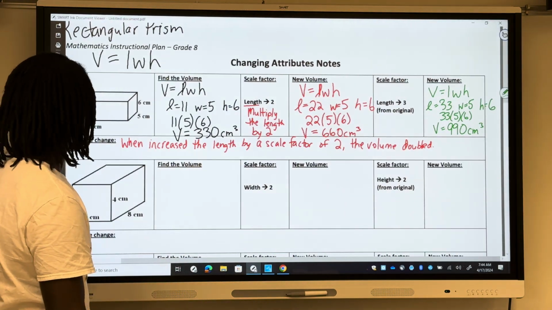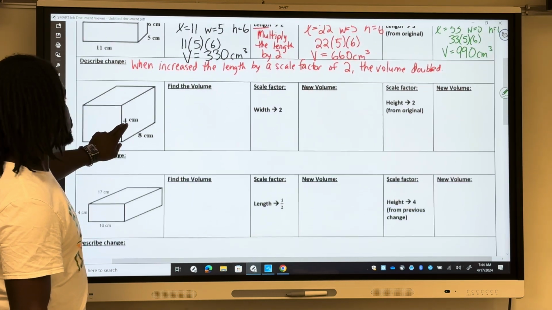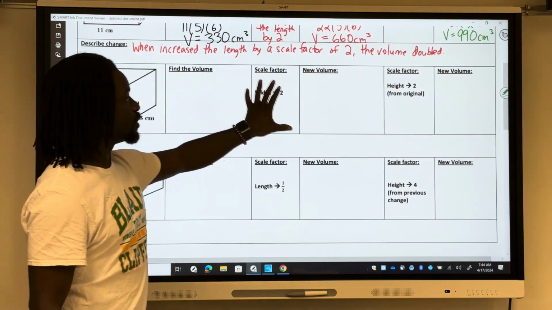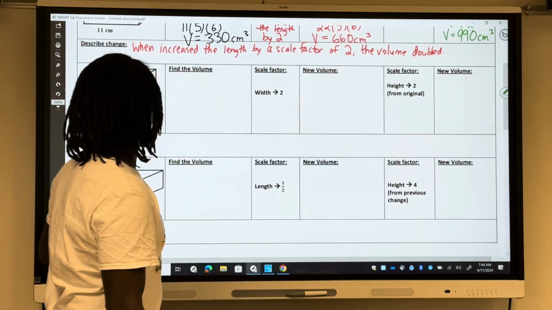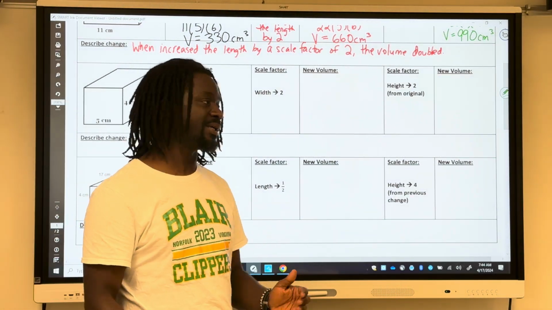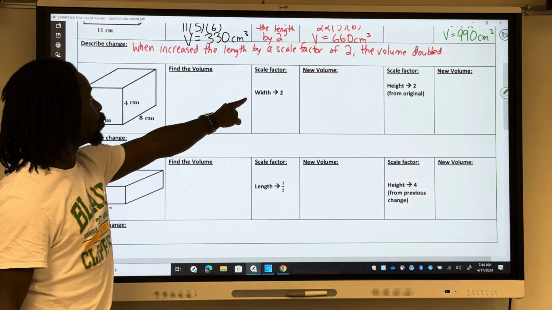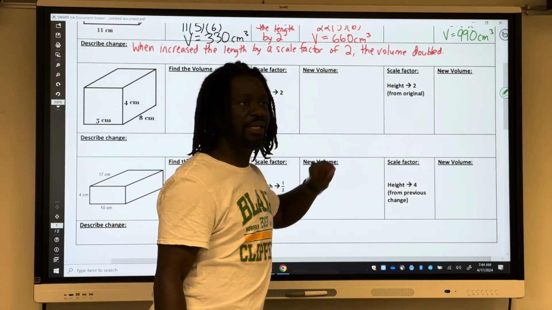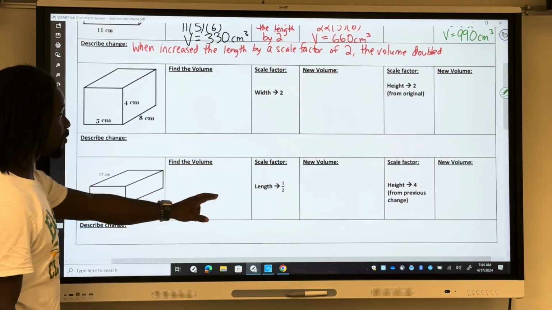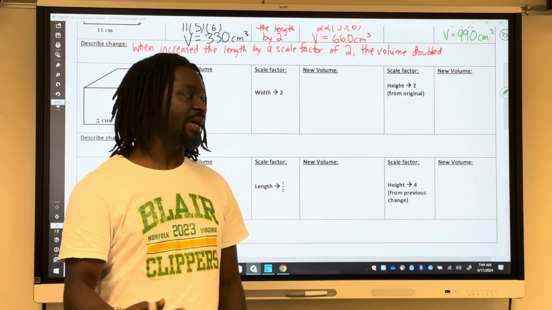All right. So what I want you to do is pause it, and you are going to do the next 2 examples. We've already discovered what the relationship is, and so you are going to verify, does it work when I change the width? Does it work when I change the height? Does it work when I take half, or when I multiply the height by 4?